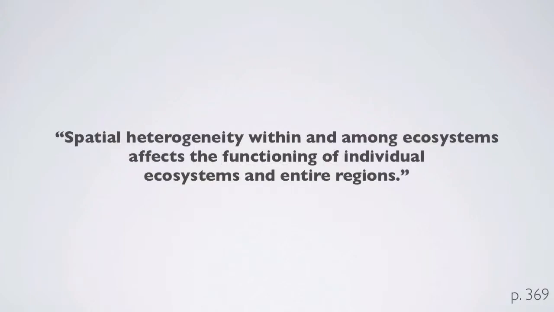In the previous chapter, we had started to think about temporal dynamics of ecosystems, how the processes of ecosystems change over time, and how they respond to individual events. In this chapter, we're going to begin to look at spatial variation in ecosystem processes, and not just how ecosystems differ, but also how processes interact across what we consider to be ecosystem boundaries and affect the functioning of individual ecosystems. Spatial heterogeneity within and among ecosystems affects the functioning of individual ecosystems and entire regions.